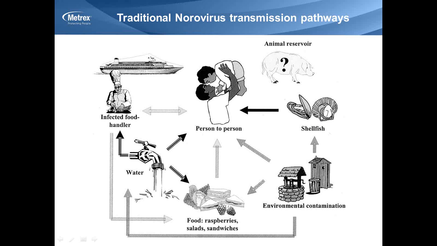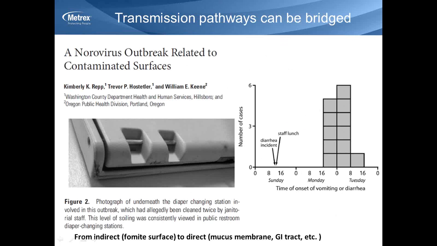Let's look at a test study. This is a real outbreak investigation by the Department of Health in Washington County, Oregon. The setting was a car dealership. For the car salespeople, on Sunday they had a staff lunch, and they ordered food from different vendors. Then within 24 hours, on Monday, 5 people started to show symptoms of vomiting and diarrhea. The next morning, 6 people showed such symptoms.